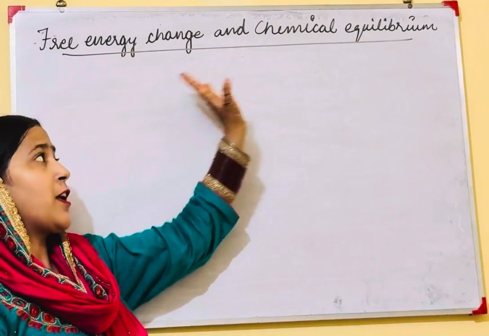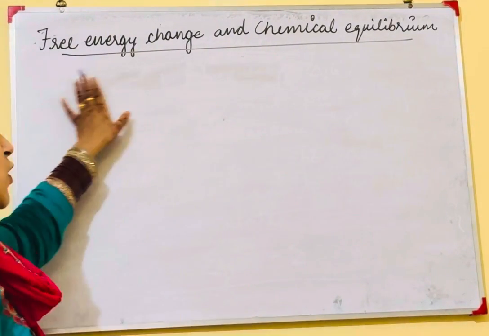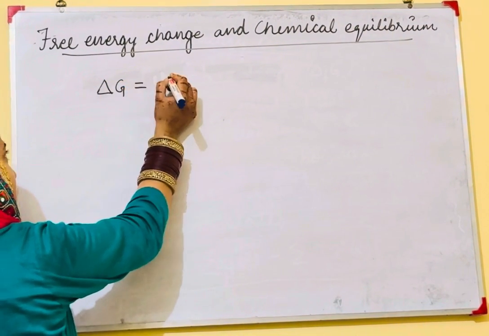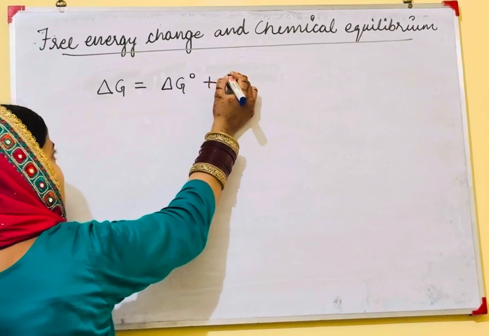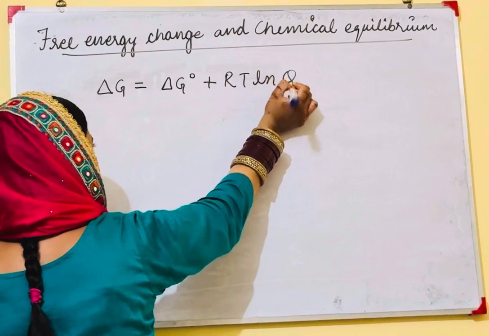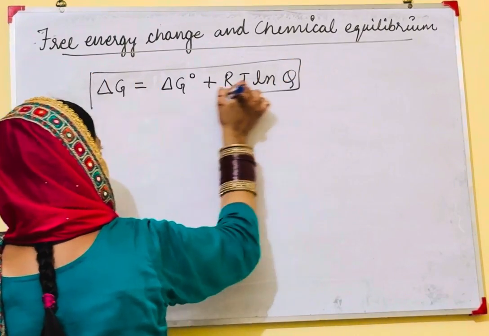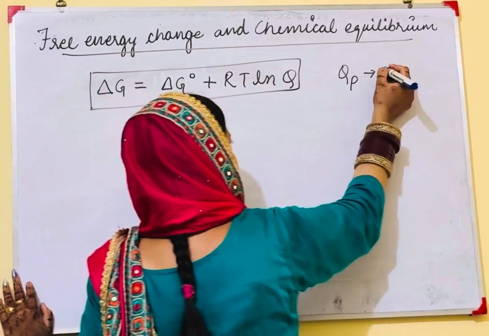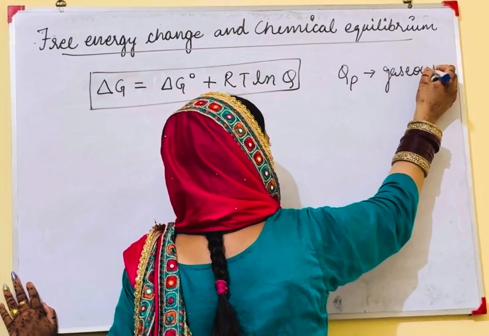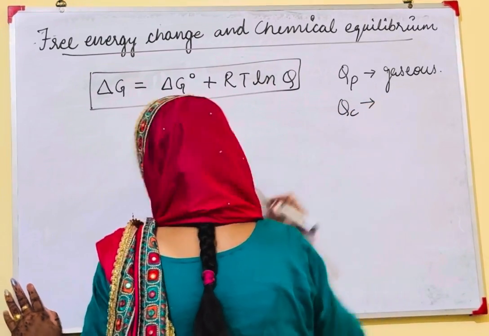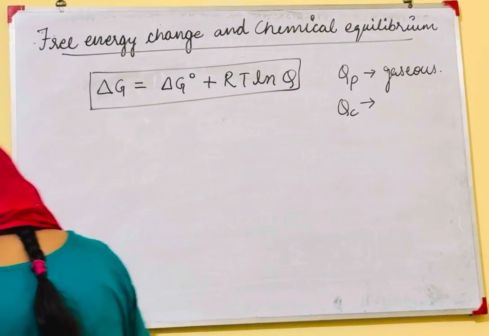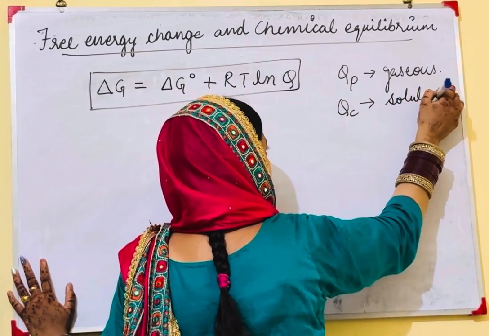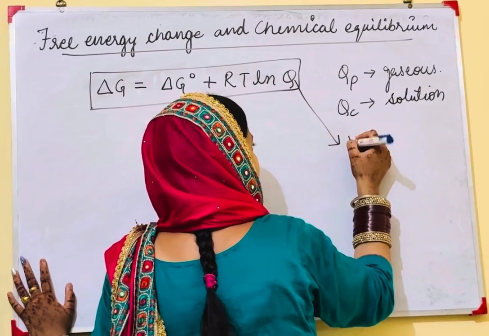Now we will discuss free energy change and chemical equilibrium. This free energy change is related to standard free energy by this expression, delta G equals delta G naught plus RT ln Q. Here Q is the reaction quotient. It is represented by Qp when reactants and products are present in gaseous state, and it is represented as Qc when the reactants and products are in solution form. So basically Q is the reaction quotient.